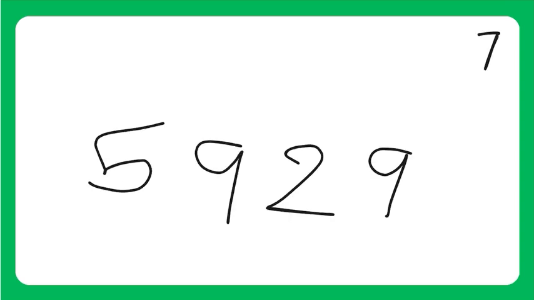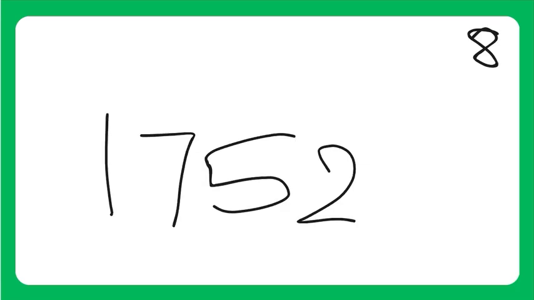7 is actually quite hard, so we will go back to this later. We will go to 8. Just like 4, where we removed everything except tens and ones, here we remove everything except hundreds, tens and ones. So we keep hundreds, we keep tens, we keep ones, and we remove everything else. So we have 752. Yep, we have to divide this by 8.